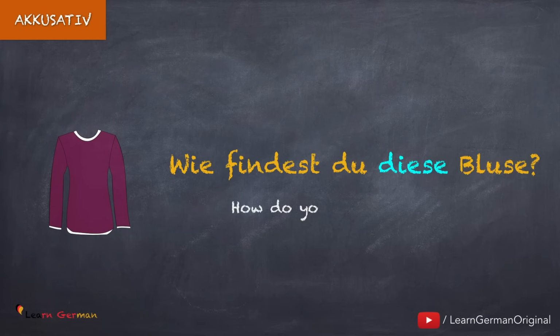And since the article doesn't change in accusative, here we'll use the same. Wie findest du diese Bluse? Du ist das Nominativsubjekt and diese Bluse ist the accusative object.